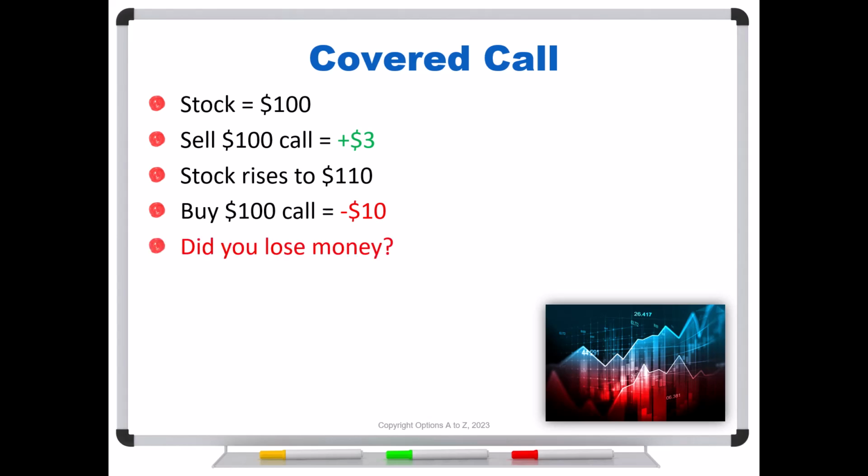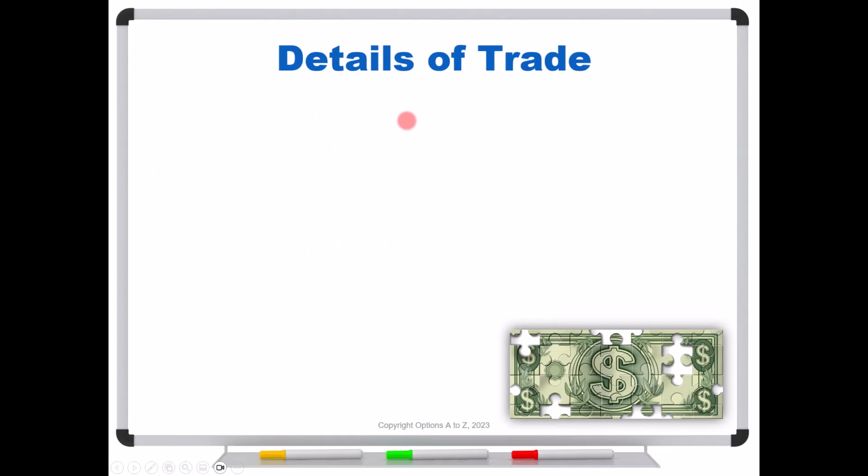And the question is, did you lose money? Now, most traders will quickly say, well, obviously, I collected $3 from the call and then I spent 10 down here to buy it back, so it's a loss of 7. Yes, I lost money. Well, it looks like that, but remember you also own the stock, and the stock went up 10 points. So let's take a closer look at the details of the trade. When you bought the shares, you spent $100 for them. You sold the 100 call, collected 3.